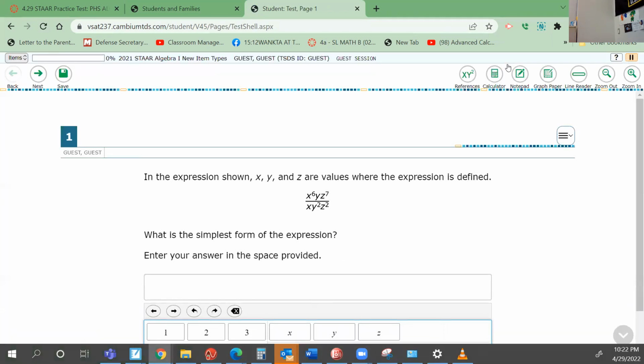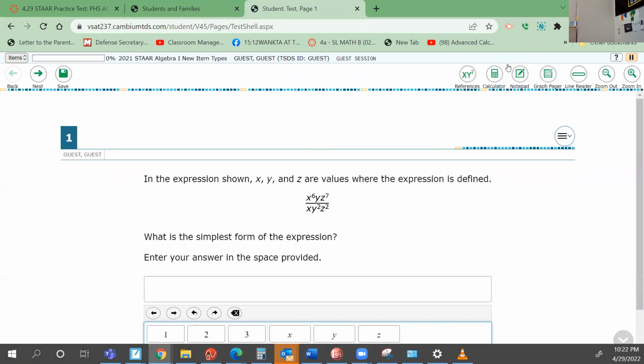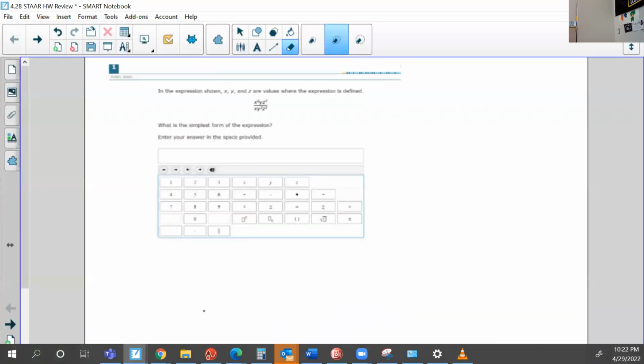And so the first question is number 1, and it gives you an expression and it wants you to simplify it. And of course, that's exponents. And so what I'm going to do, I cannot write on this window right here, so I'm going to go back and forth between the smart file. So you want to simplify this expression. I'm going to write this a little bit bigger.